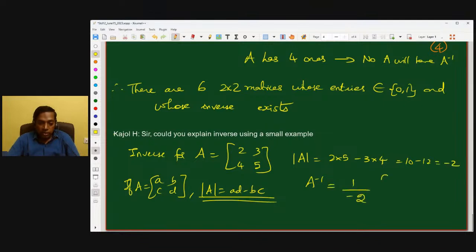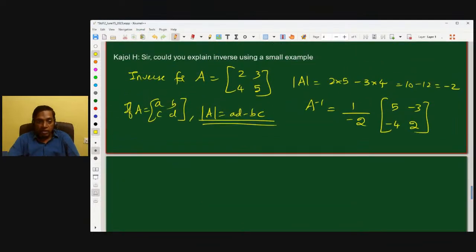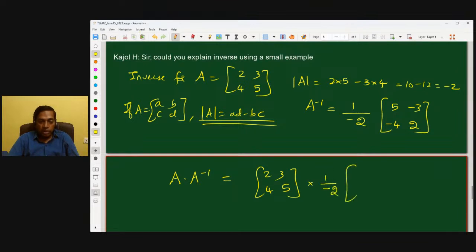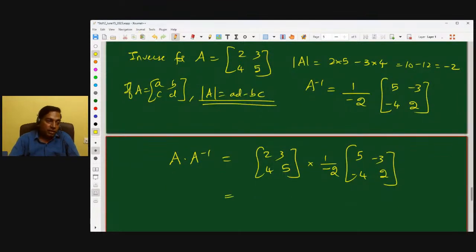A inverse is 1 by minus 2 times: swap 5 and 2 and put minus sign for the others. This is how you do it. And then A and A inverse. A times A inverse is 2, 3, 4, 5 times 1 by minus 2, 5 minus 3 minus 4, 2. So multiply first row with first column, 2 into 5 minus 3 into 4, minus 2. Then first row with second column, 2 into minus 3 plus 3 into 2, minus 6 plus 6, 0.